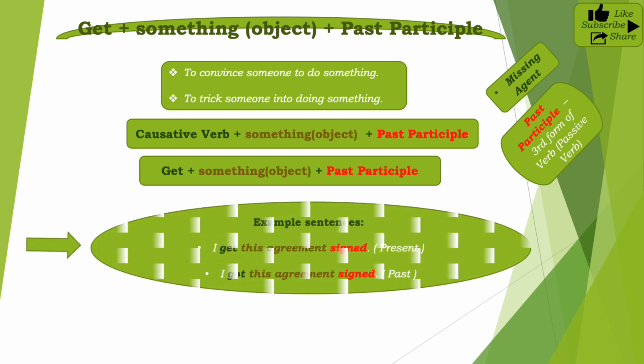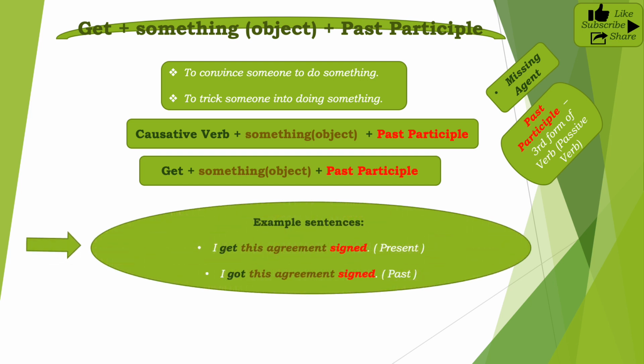Let's have a look at some examples. I get this agreement signed. This sentence is in the present tense, present form. Get is a causative verb here. This agreement is an object. According to the second structure, we need an object. We do not need an agent. We do not need someone, a person. So here, this agreement is an object. Signed is past participle, third form of verb. And the missing agent is in this sentence.